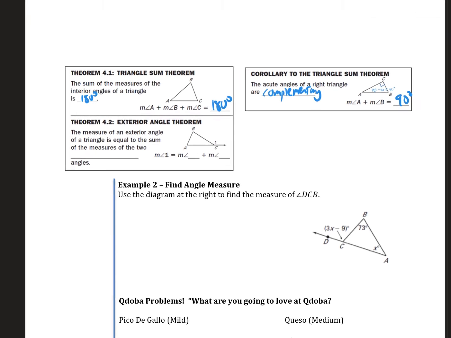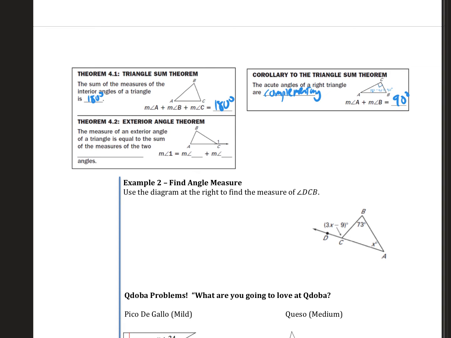All right? And then the exterior angle theorem. The measure of the exterior angle of a triangle is equal to the sum of the two measures of the two non-adjacent interior angles.